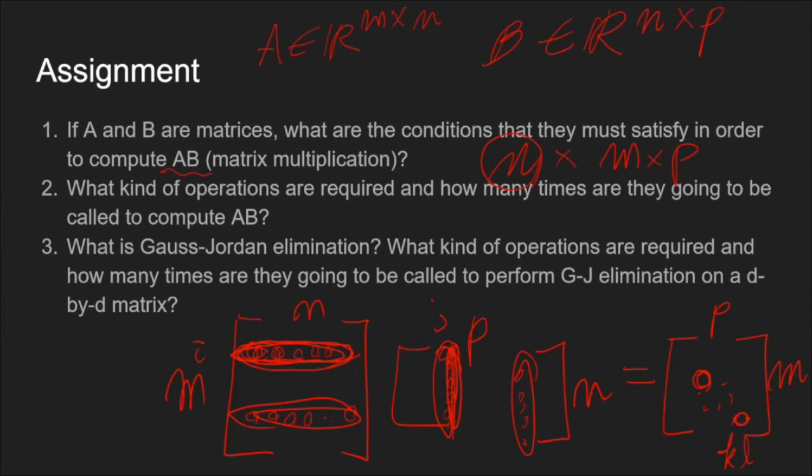Okay? So therefore, the total number of operations required to compute matrix multiplication is m n p. Okay? That's the computational complexity of the matrix multiplication operation.